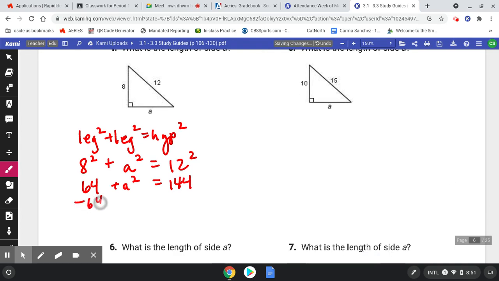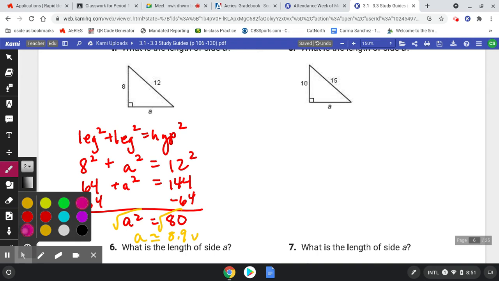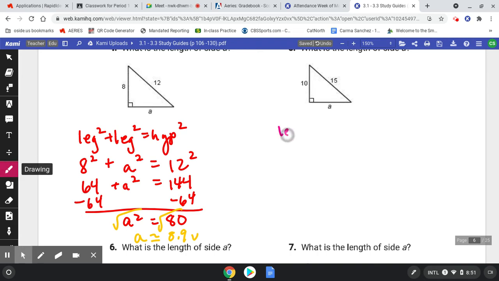So when I minus 64 from both sides, I get 80. And when I take the square root of 80 from both sides, I get that A, or my leg, is approximately 8.9 U for units. Okay, let's go try one on your own. Pause the video and do the next one for the missing leg on your own. Let's see how you do.